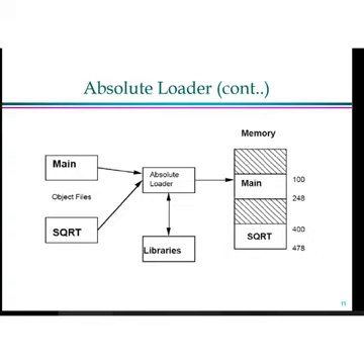See this simple example here. There are 2 programs, object files generated by your translator, main and sqrt. My object file names are given in the slide on the left hand side, main and sqrt, square root. These 2 object files will be given as input to your absolute loader, along with some libraries. And what is the absolute loader doing? As a programmer, I'm saying the main routine should be loaded from location 100 onwards.